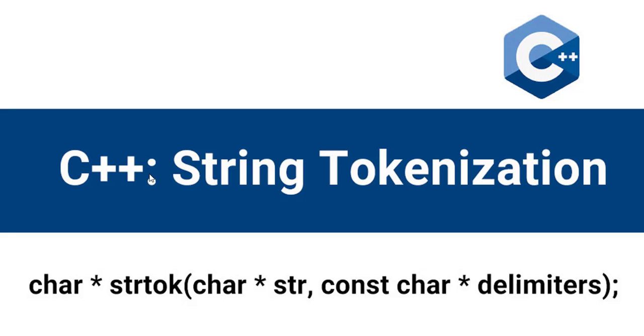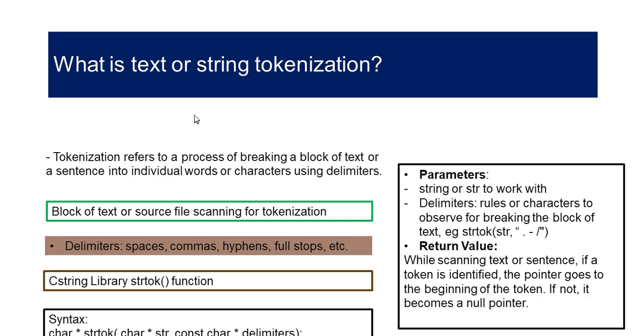In this tutorial, we are going to learn how to do string tokenization in C++. What is string tokenization? Well, tokenization is the process whereby we break a block of text, or a sentence, or even sentences in a file, into individual words or characters. In the process, we use some delimiters which we can specify.